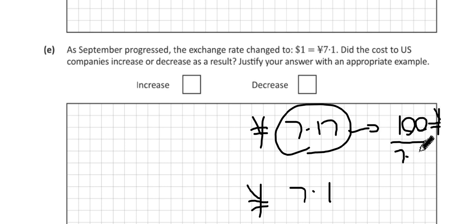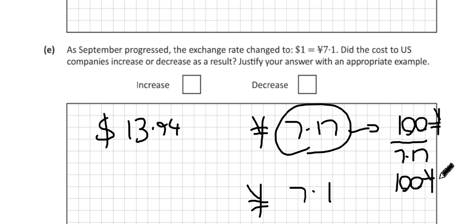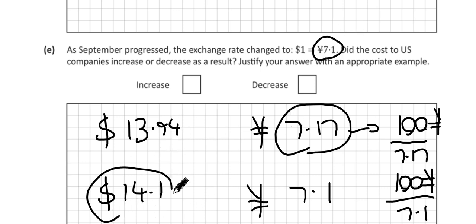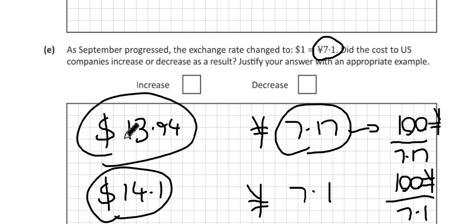So 100 divided by 7.17, what do we get? Anybody? 13 points. Okay, now I want you to do 100 Chinese currency divided by the new exchange rate, 7.1. What do you get? 14.1. Okay, so using the example we just did, changing it to 7.1 makes it cheaper in US dollars or more expensive in US dollars? So there's your increase and there's your justification.